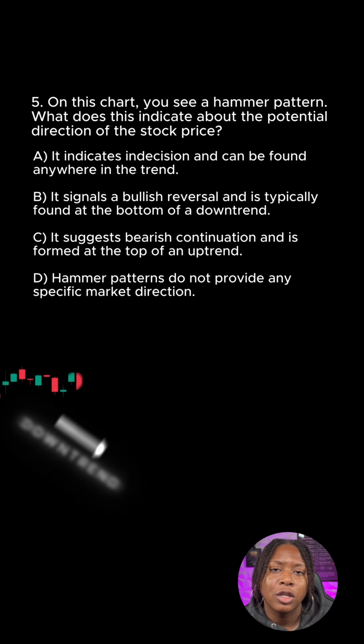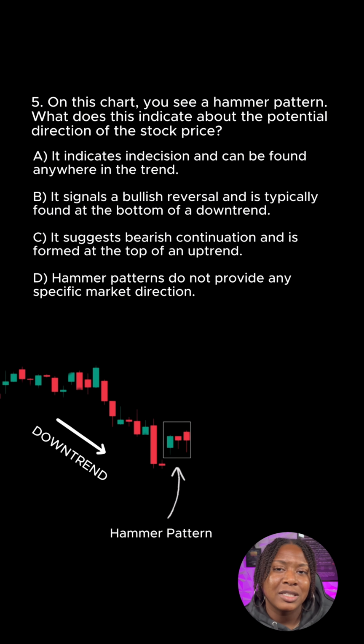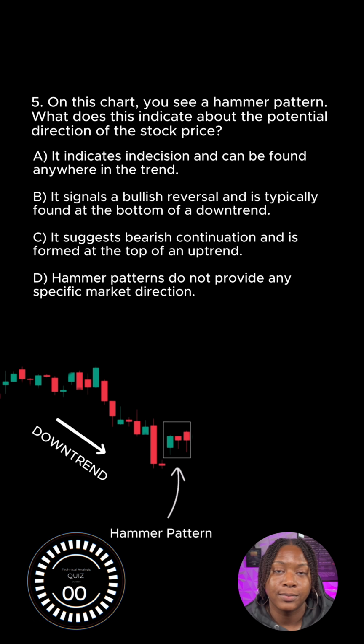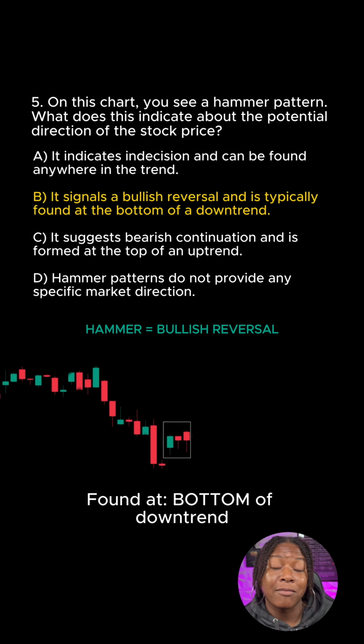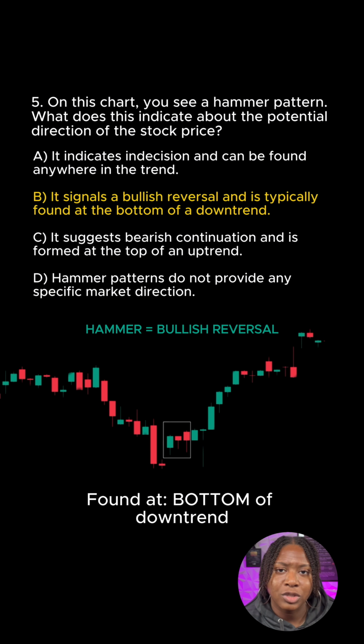On this chart, you see a hammer pattern. What does this indicate about the potential direction of the stock price? A hammer candle shows that sellers pushed the price down, but they couldn't hold control, and buyers fought back and finished strong in that time frame. At the bottom of a downtrend, it's a solid bullish reversal signal. After seeing that, you may see a turning point.